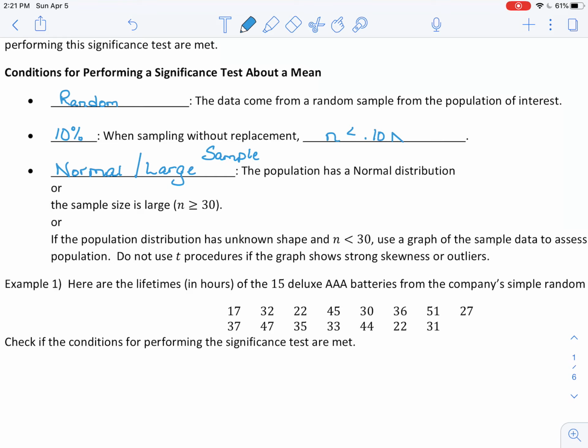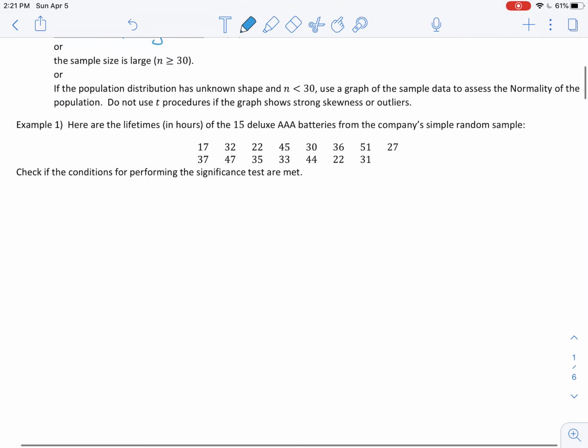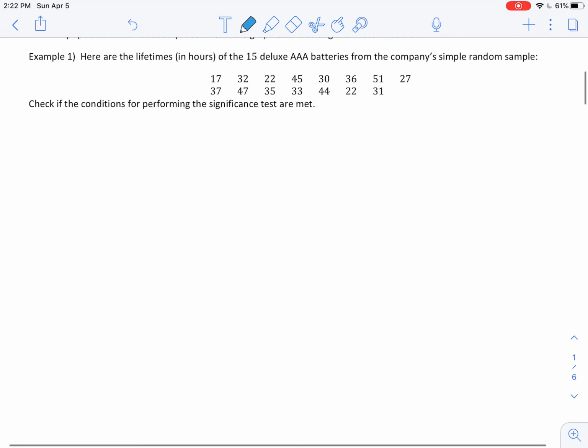It's literally the same as it was when we talked about the confidence interval. So if I tell you the population is normal, awesome, you're done. If your sample size is large, awesome, you're done. But if you don't know the shape of the population and you have a small sample size, you have to sketch your graph to make sure that there's no dramatic skewness and there are no outliers, so that you can basically say it's plausible that this came from a normal population. Otherwise, you can't use any of the t procedures that we go through. So that battery company has this sample. 15 batteries were selected. This was the lifetime of those 15 batteries.